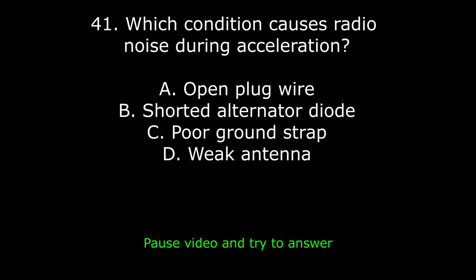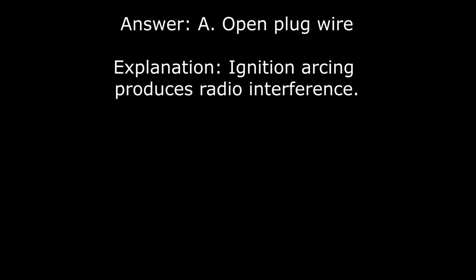41. Which condition causes radio noise during acceleration? A. Open plug wire, B. Shorted alternator diode, C. Poor ground strap, D. Weak antenna. Answer: A. Open plug wire. Explanation: ignition arcing produces radio interference.